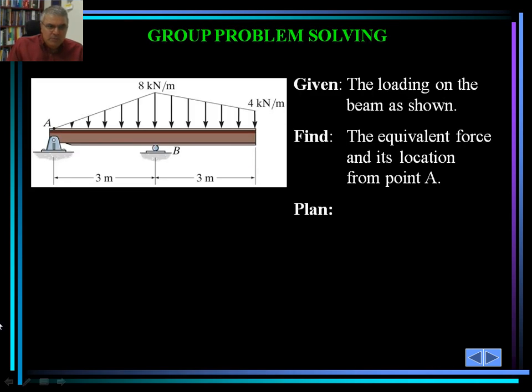Okay, so let's take a look at another problem. This is more complicated. Then we do an attention quiz and we wrap it up. So the loading on the beam is shown. The equivalent force and its location from point A is what we would like to determine.